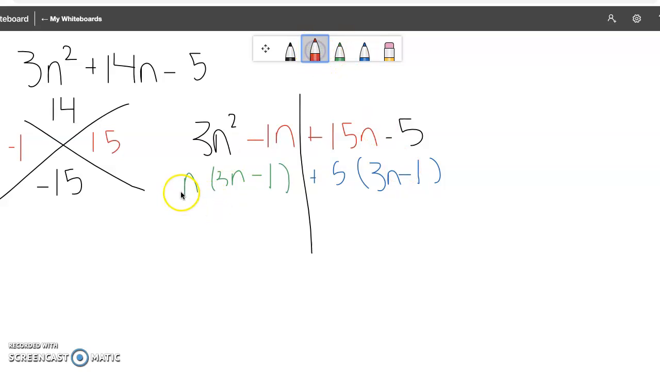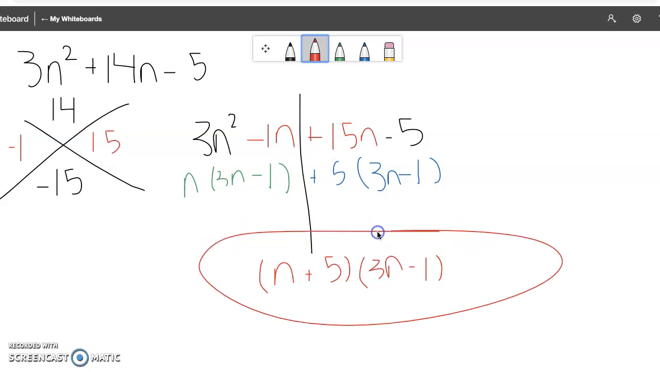And our final answer would be you take what's on the outside and combine them together. So it's n plus 5. And then you take one of the sets of the parentheses already written as 3n minus 1. And that's complete. That's your final answer.